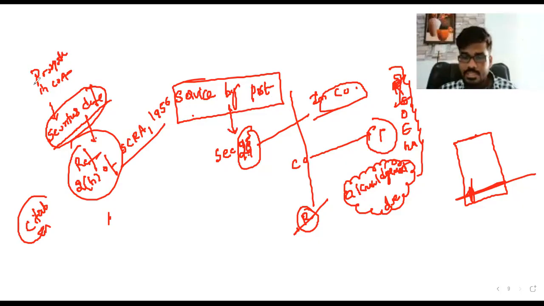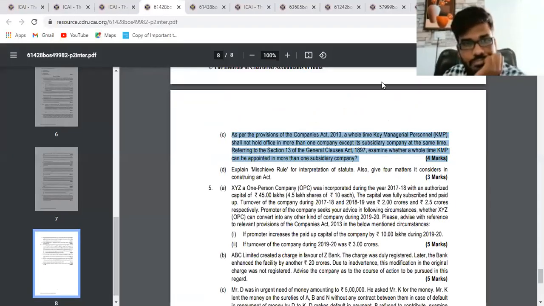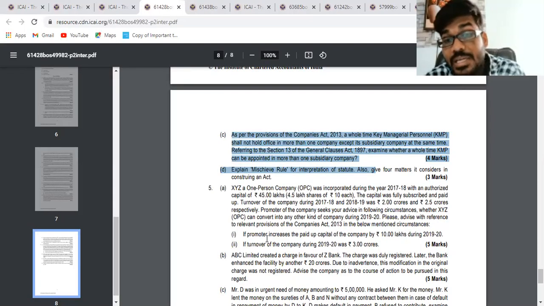Okay, sir. Now we will discuss some small questions from previous examinations, MTPs and RTPs, related to the General Clauses Act. Go through with that. Question number C. As per provisions of Companies Act 2013, a whole-time key managerial person shall not hold office in more than one company except its subsidiary company.